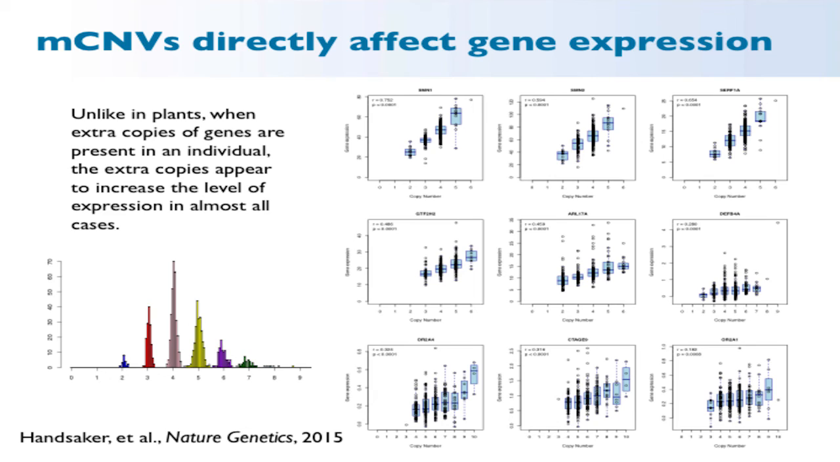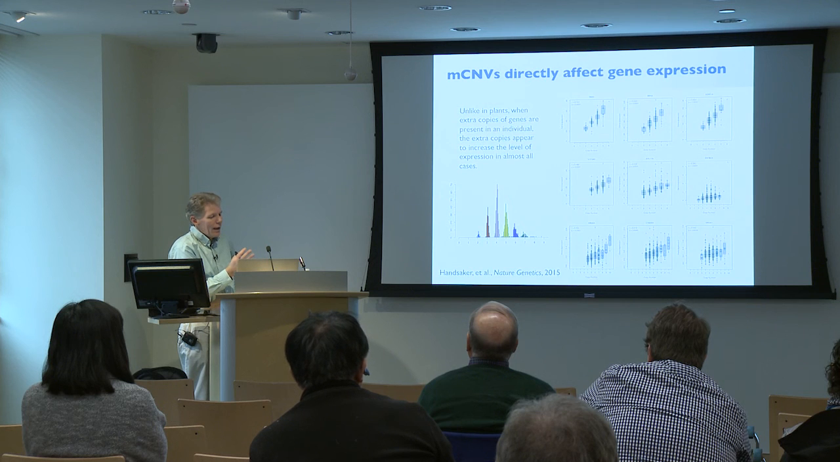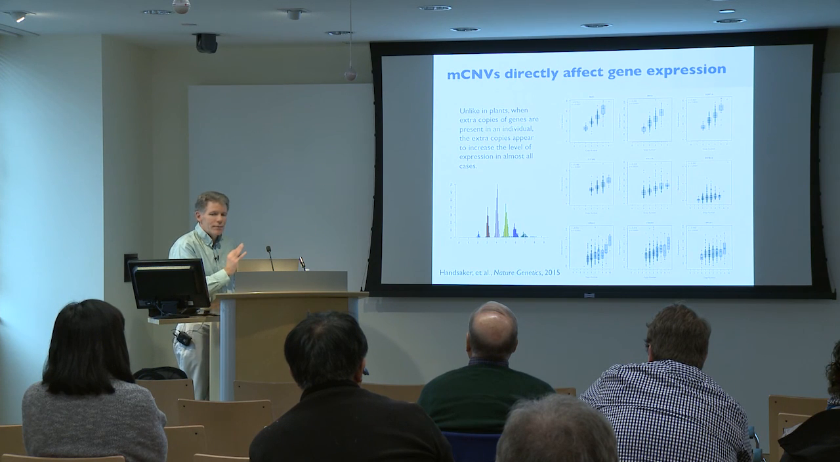And then on the right, I'm showing for a gene that's underneath one of these copy numbers, how does gene expression vary with the number of copies in each person? And you can see here that there's almost always this direct relationship between gene expression and copy number. And this isn't necessarily what one would expect.